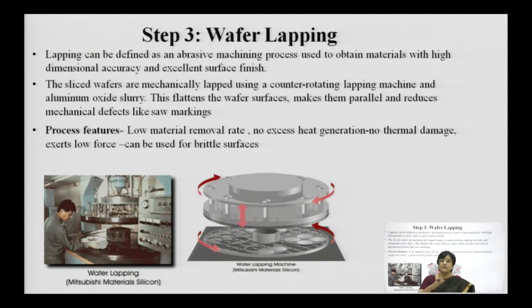Now, those slices might not be properly uniform on the substrate. So, for that reason we do the lapping. Now, what is this lapping? As per the literal definition, lapping is an abrasive machining process. It is an abrasive machining process used to obtain materials with high dimensional accuracy and excellent surface finish.